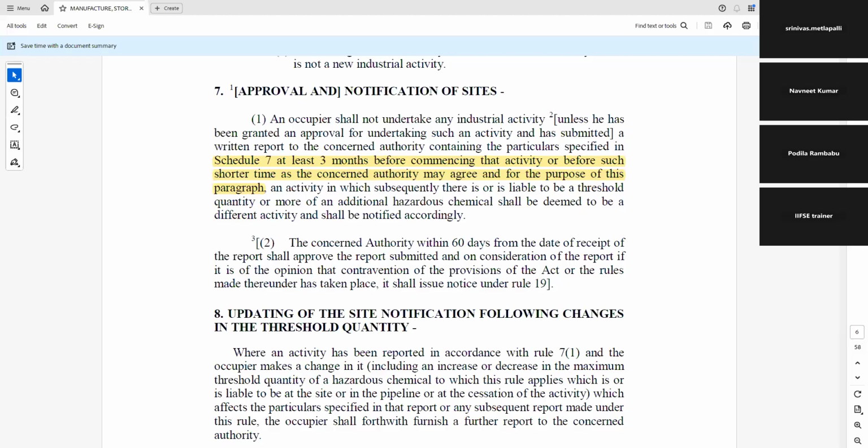The concerned authority, within 60 days from the date of receipt of the report, shall approve the report submitted, and on consideration of the report, if it is of the opinion that a contravention of the provisions of the Act and rules made thereunder has taken place, it shall issue notice under Rule 19. So once you submit, within 60 days they will approve your application by verifying that all the concerns have been met under this Environmental Protection Act as well as these MSIHC Rules 1989.